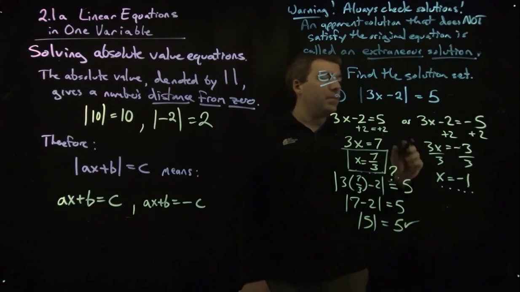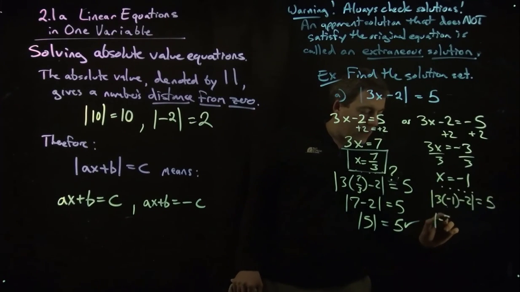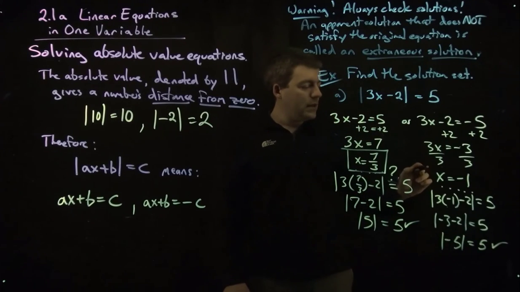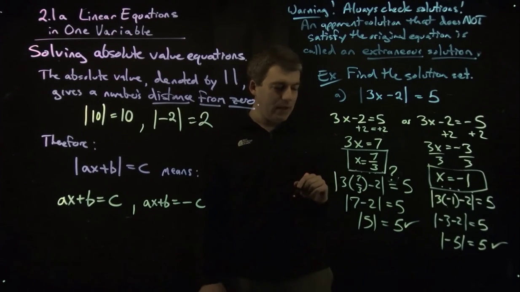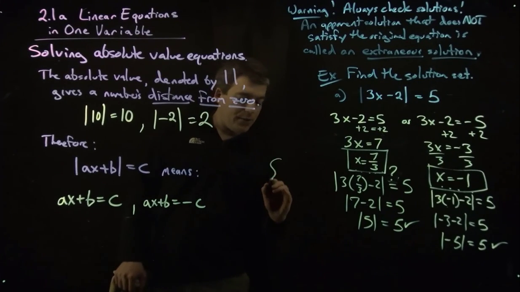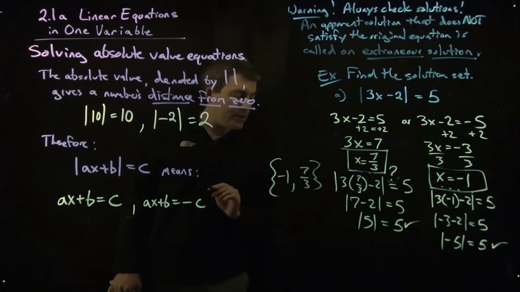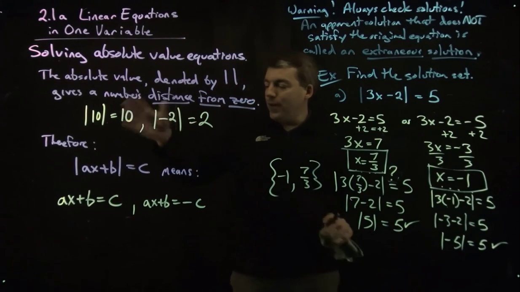Let's check -1. So we have the absolute value of 3 times -1 minus 2 equals 5. That's the absolute value of -3 minus 2, which equals the absolute value of -5, and that is equal to 5. Also true. So x equals -1 is also part of the solution set. And we can write our solution set: -1, 7/3.